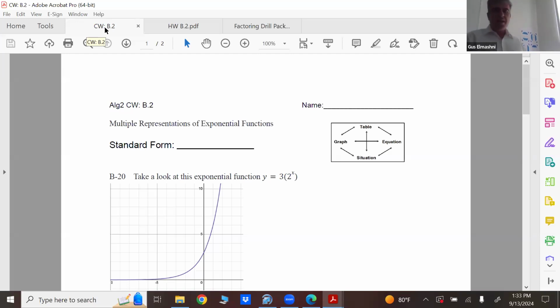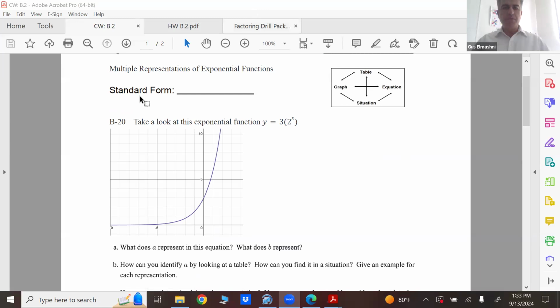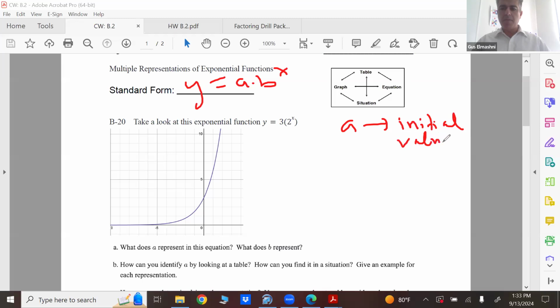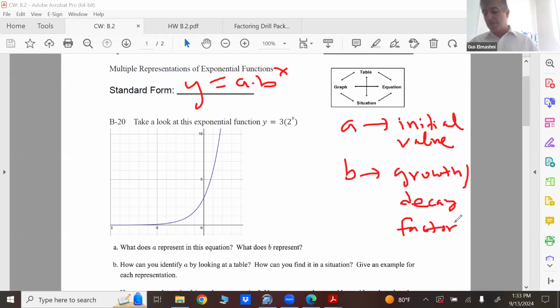Alrighty. Okay, so this lesson should be pretty short. It's only 2 pages. But still want to get a little detailed. So standard form for an exponential function looks like this. Where A is the initial value and B is what we'll call the growth slash decay factor. Because sometimes the graph will decline, not increase, right? Sometimes that could happen.